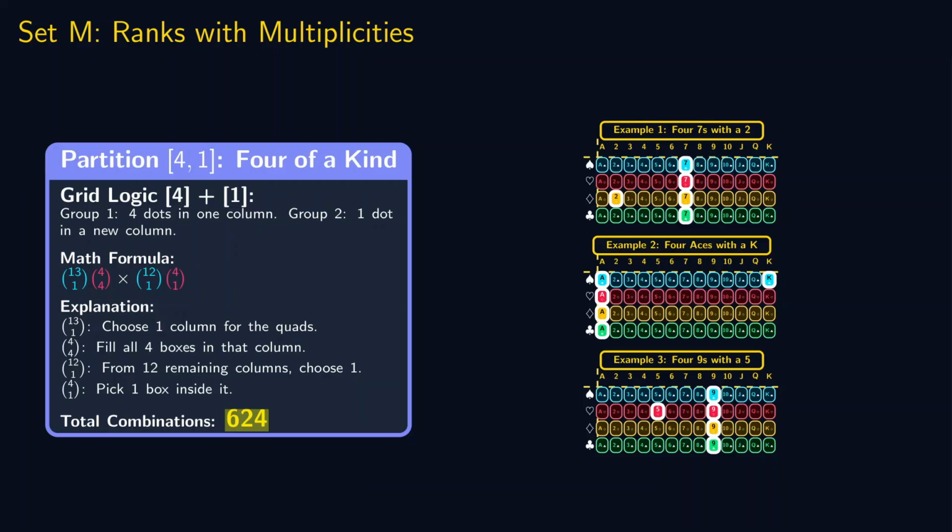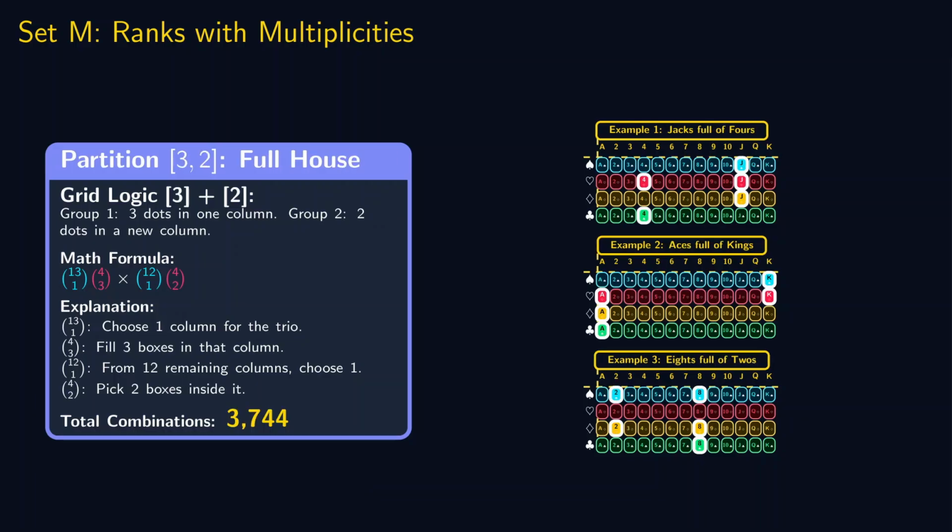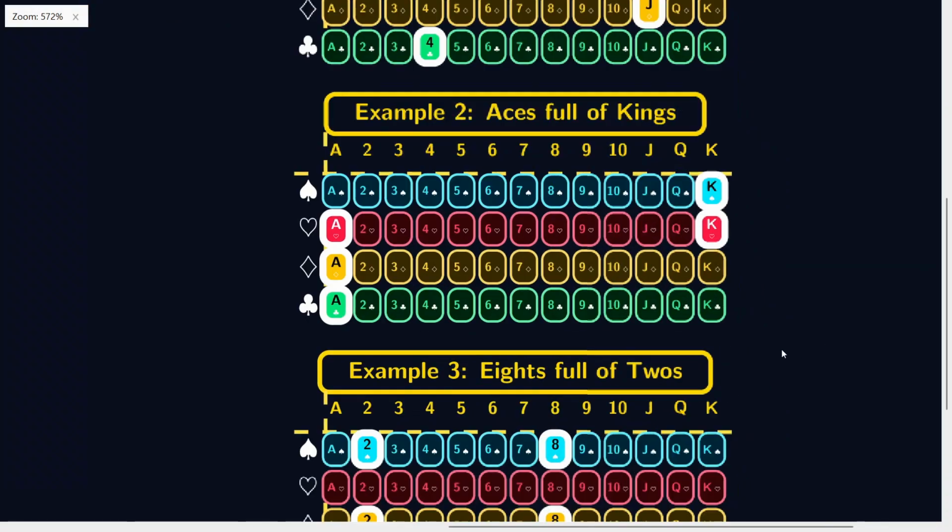We now move to the third partition, which we write as 3 plus 2. This is the full house. In the grid, this hand activates exactly 2 columns. The first column has 3 of its 4 boxes filled, 3 suits chosen from 4 for the three-of-a-kind rank. The second column has exactly 2 of its 4 boxes filled, 2 suits chosen from 4 for the pair rank. 3 dots in one column, 2 dots in another. That visual pattern, a taller group and a shorter group side by side, is the fingerprint of the full house in our grid. Let us explore this with 3 examples before we calculate.